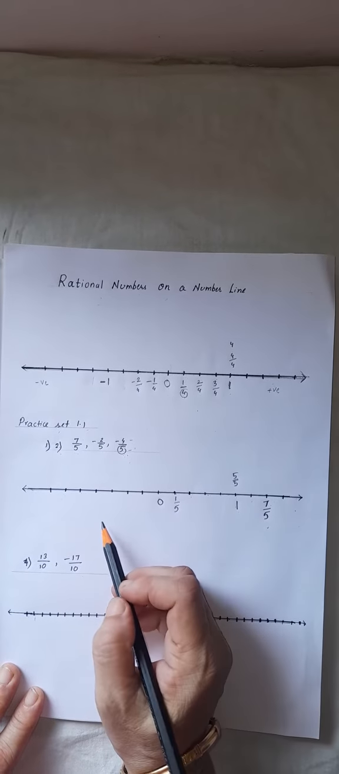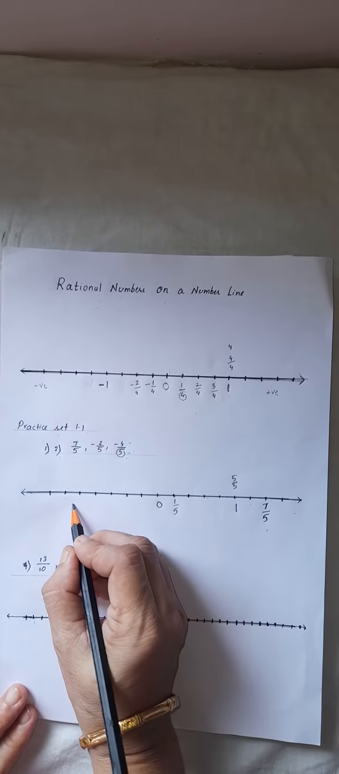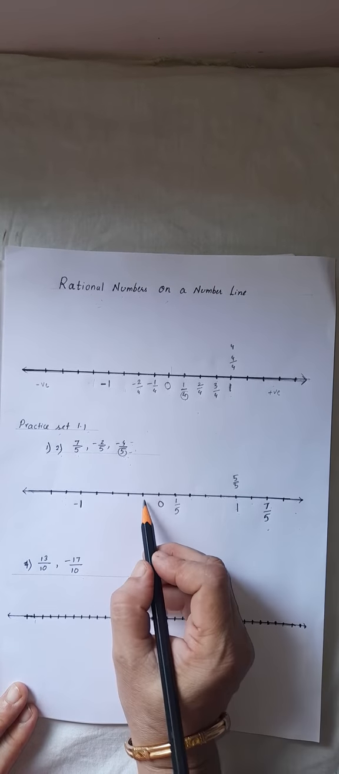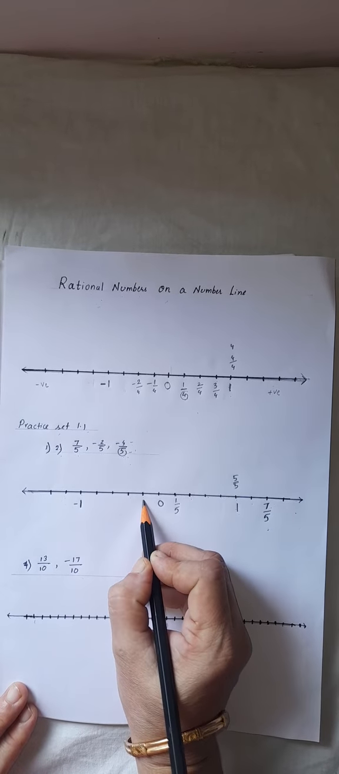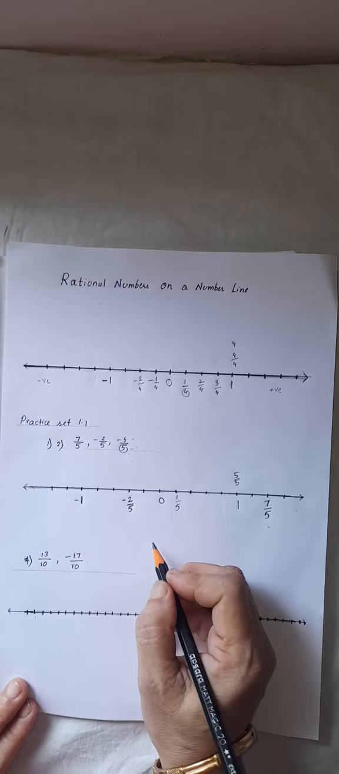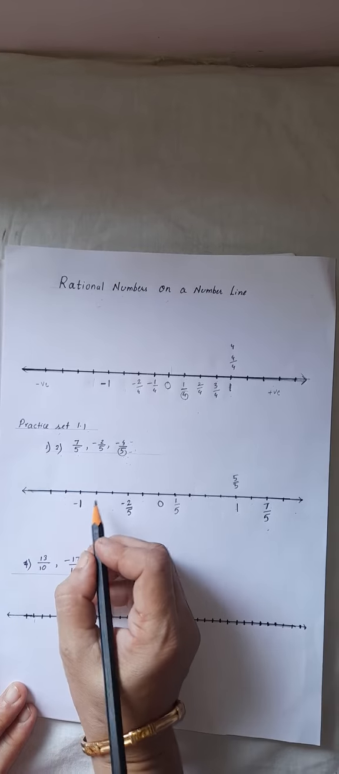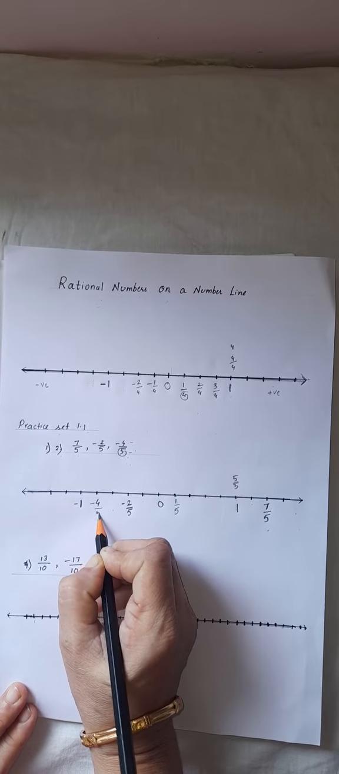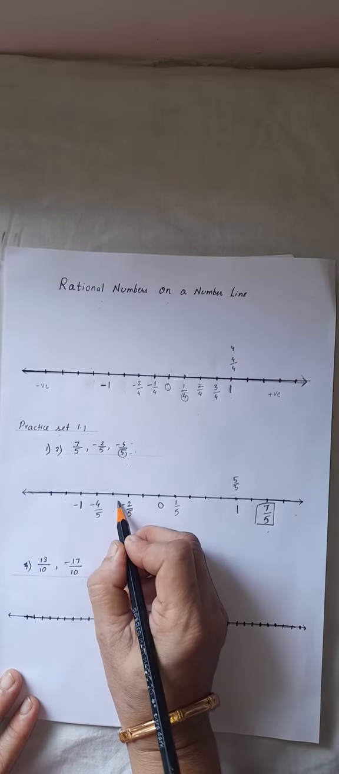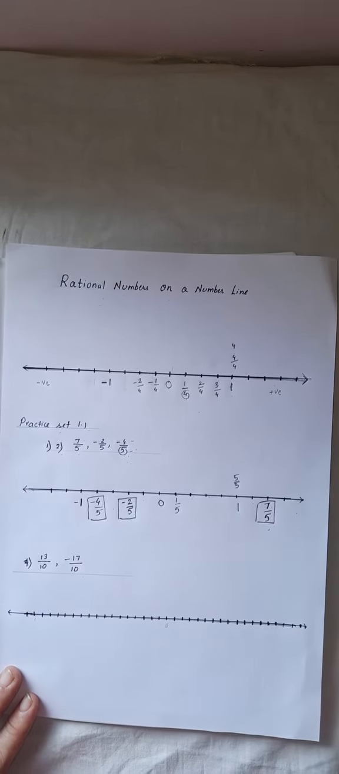Now we'll go to the negative part. On your left hand side, 1, 2, 3, 4, 5. You are divided into 5 parts. This is -1. Can you tell me where you will mark -2 upon 5? It is just 2 points from 0. -1 upon 5, -2 upon 5. So this will become -2 upon 5. Where will you mark -4 upon 5? We'll go ahead. -3 upon 5, -4 upon 5. So this will become -4 upon 5. So these are the points on the number line. You can just put them in boxes to highlight them.